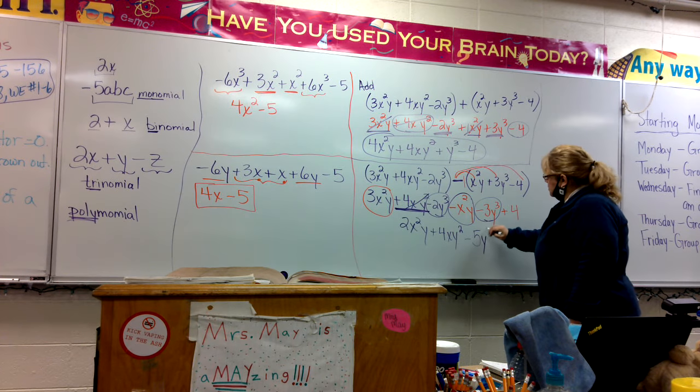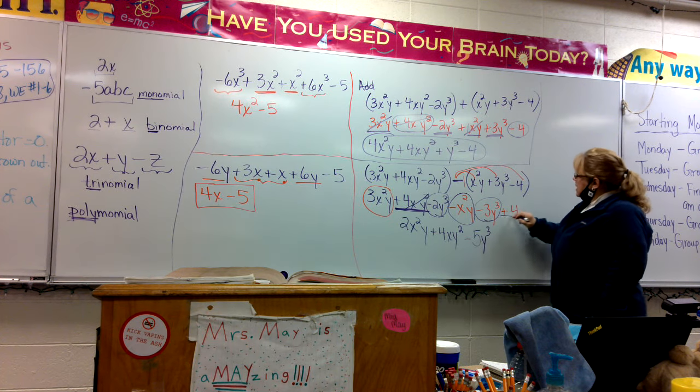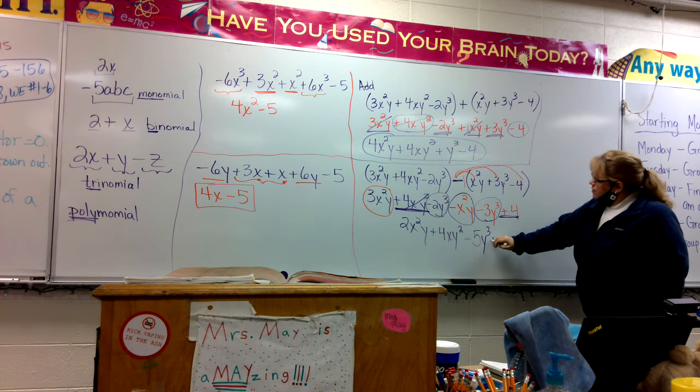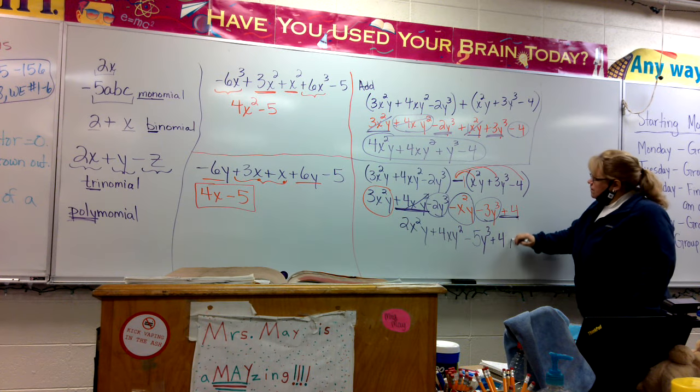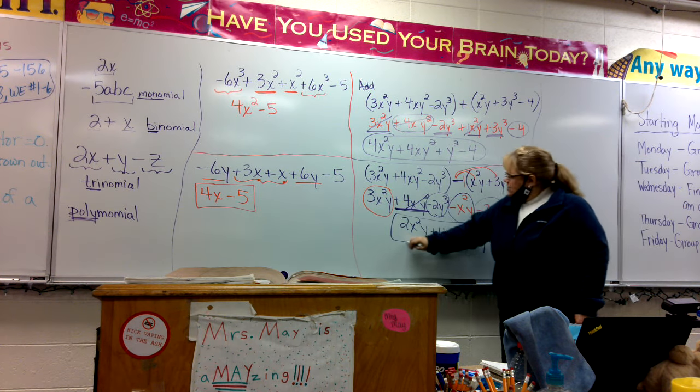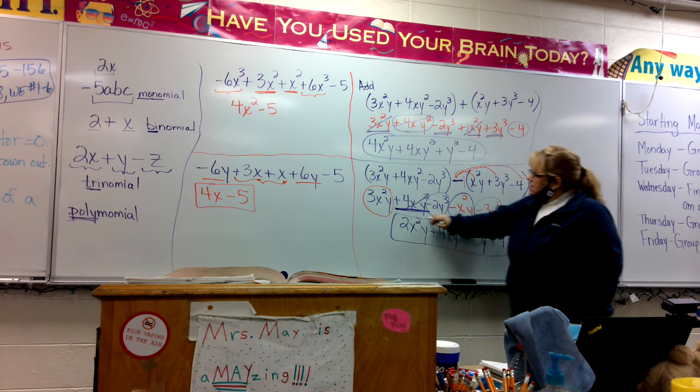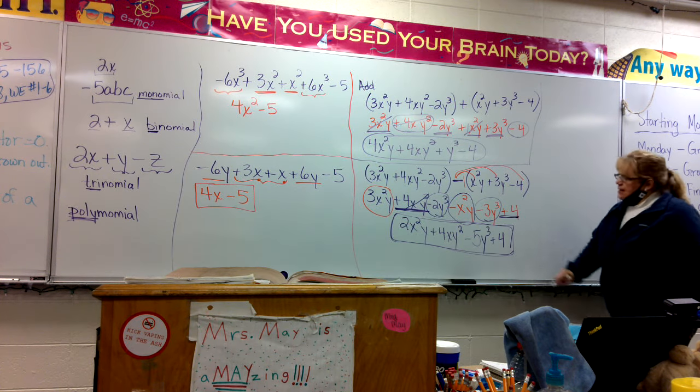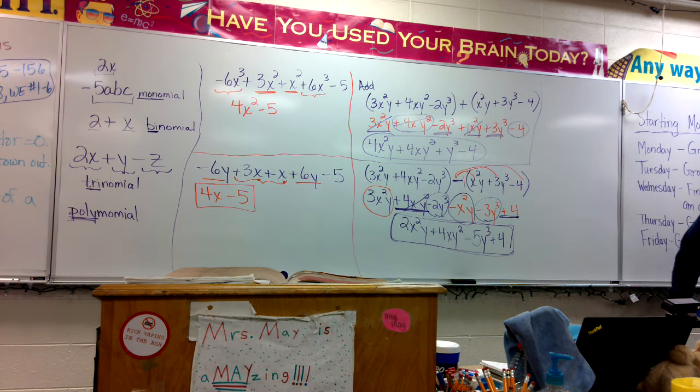-5. And then last, I have this +4 with nothing to combine with. So there's my answer if I subtract it, going way downhill. I'm getting lower and lower and lower. Does that make sense?